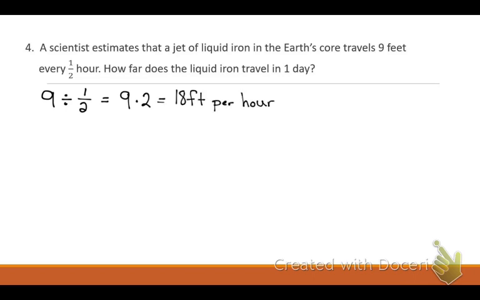But that is not the answer to the question. What is it asking me? How far in 1 day? How far in 1 day? So now we're using the unit rate. We figured out how much in 1 hour. Now how much in 1 day?